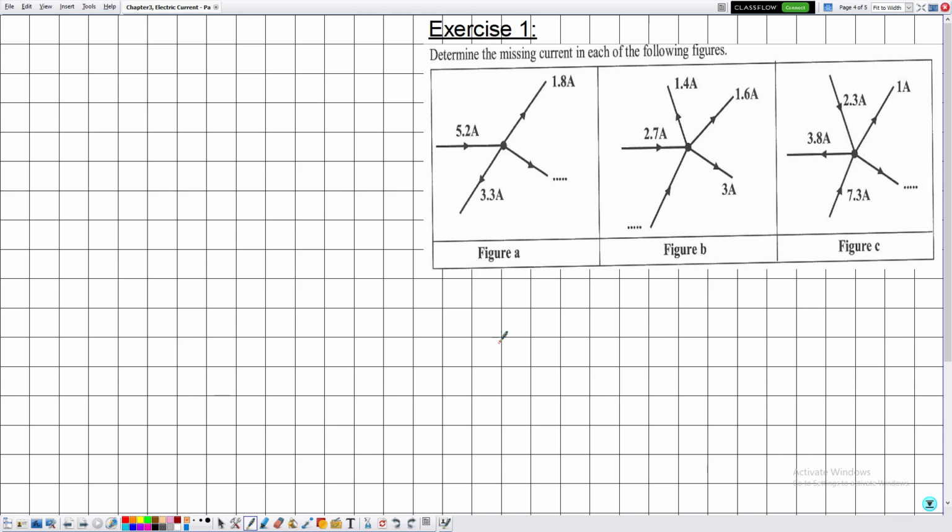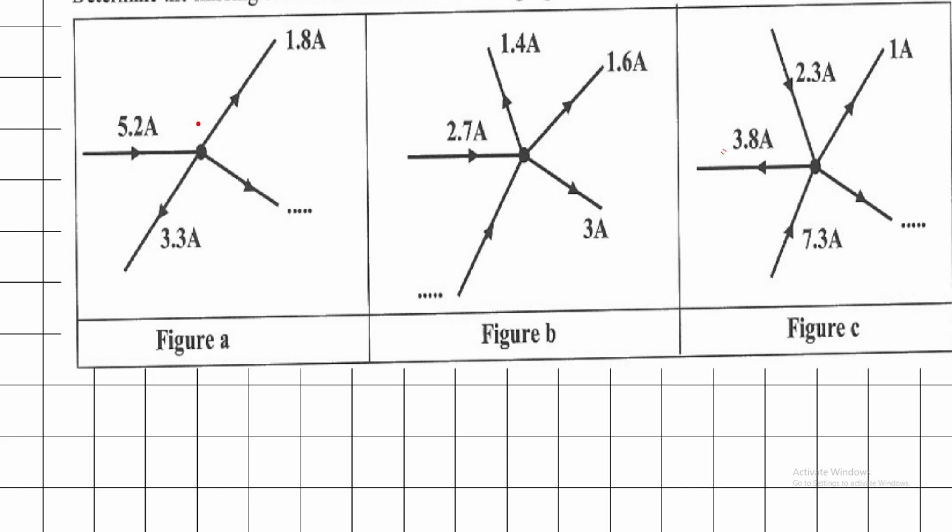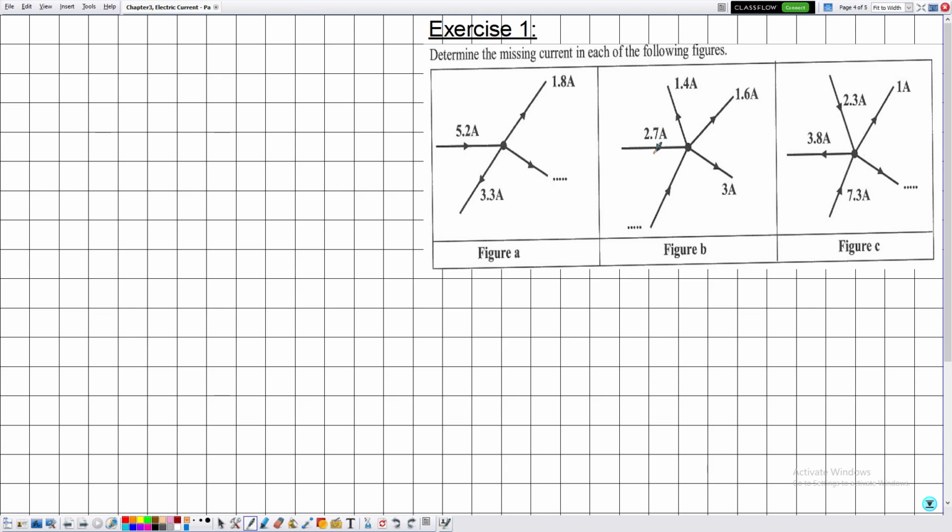So in each of these figures we have a node with branches connected to it. We can say, for example, that figure A is given by node A, this is node B, this is node D, and this is node C. So these are branches connected to the nodes. For each node we have connected branches that correspond to a larger part of an electric circuit. Now in each figure we need to determine the missing current.